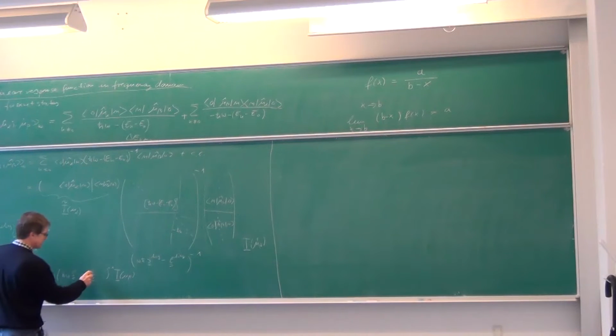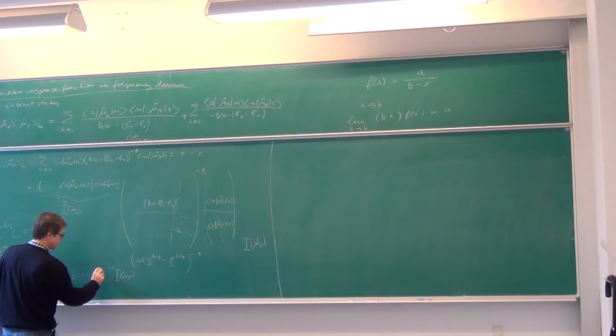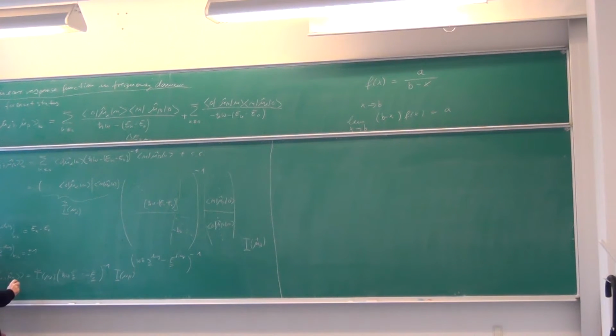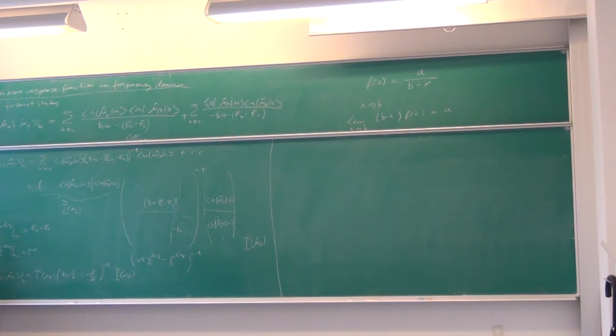Now what does that mean if that thing with the pole, the singularity, is still a function of omega? So for some value of omega, I'm going to have a singularity. For several values of omega, I'm going to have a singular matrix here.